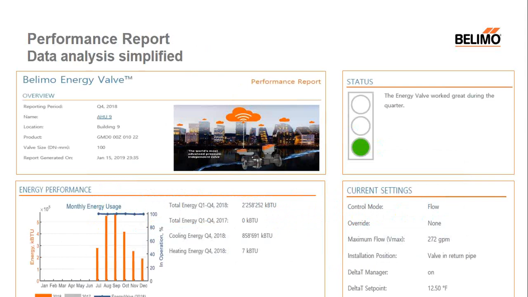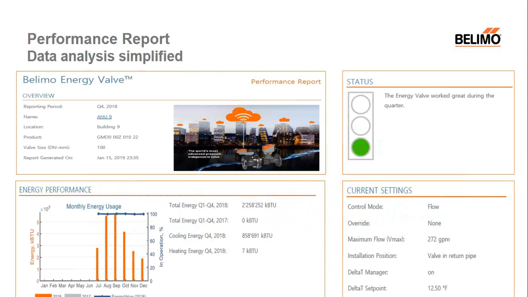This is a quick example of the performance report. You can see on the top left, it shows where the valve is located, the valve name. On the bottom left, there's some energy performance, so we can see energy performance year over year to understand how the delta T manager has been operating in terms of energy performance. On the top right, we have the status showing how the valve has been operating, if there are any issues with the valve.